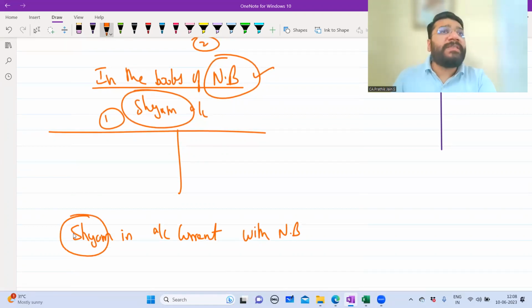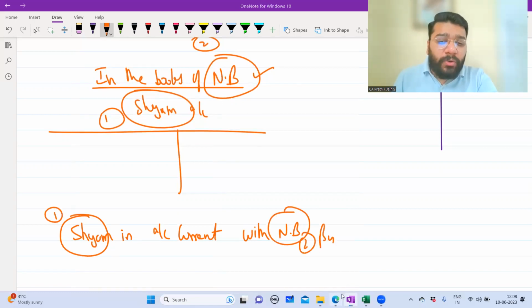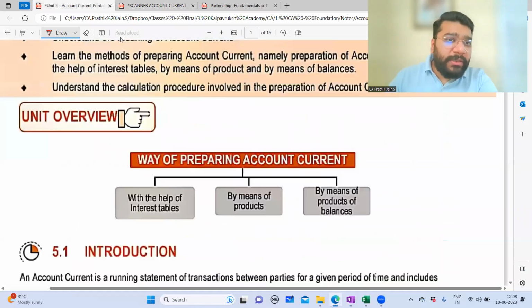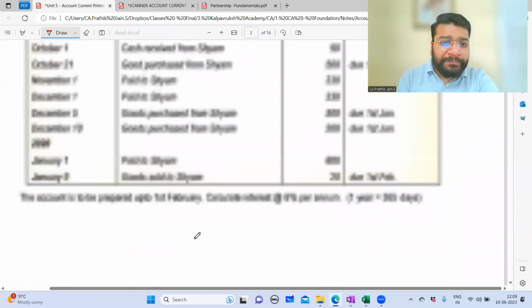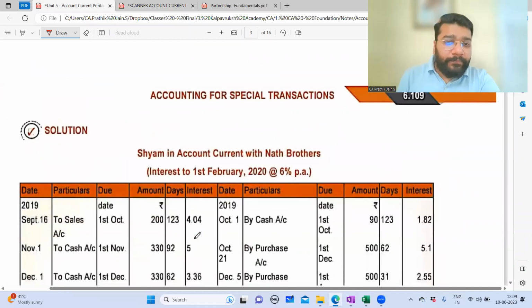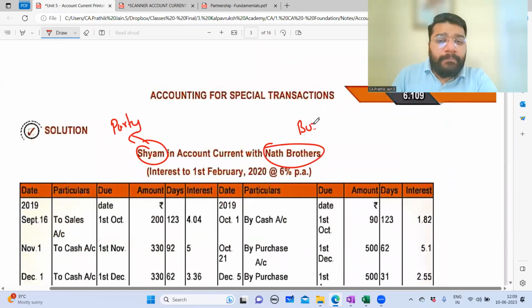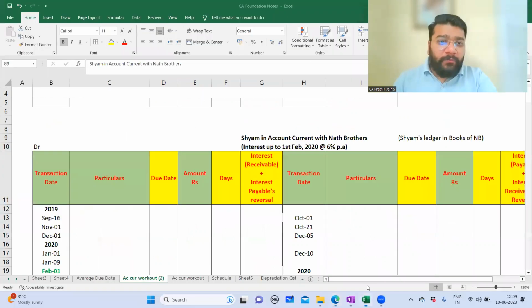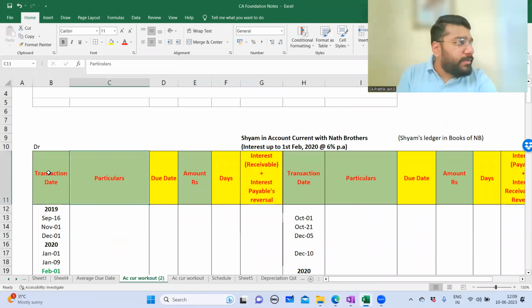So this is my party. The first name here is always my party, and the second name is always the businessman. You can make a note here in your notebook also. This is the party. This is the businessman for whom we are preparing the accounts. Now, people, the format is very important. Please write the same format: transaction date, particulars, due date, amount, days.